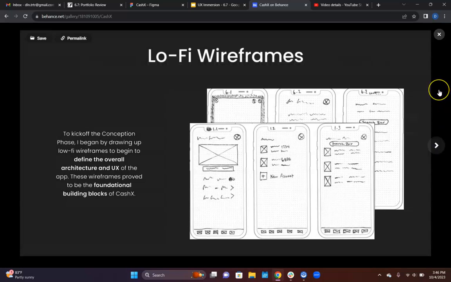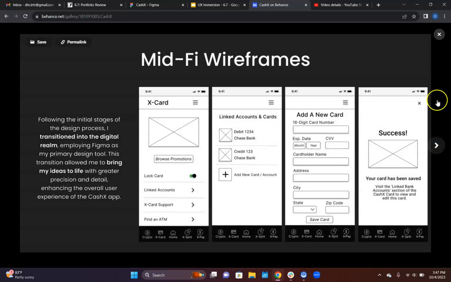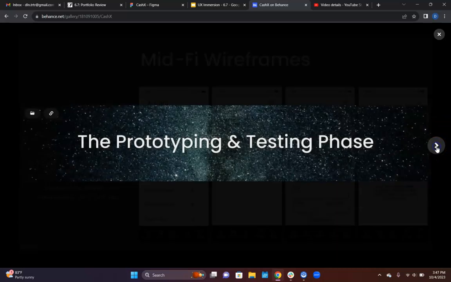And after that, after the site map was laid out, we moved on to low fidelity wireframing to help define the overall look and feel, the basic building blocks of how CashX will function in its completion. Then we polished those hand-drawn lo-fi wireframes and moved them into some digitized mid-fidelity wireframes to help breathe a little bit of life into them and really flesh out the overall look and feel of CashX.